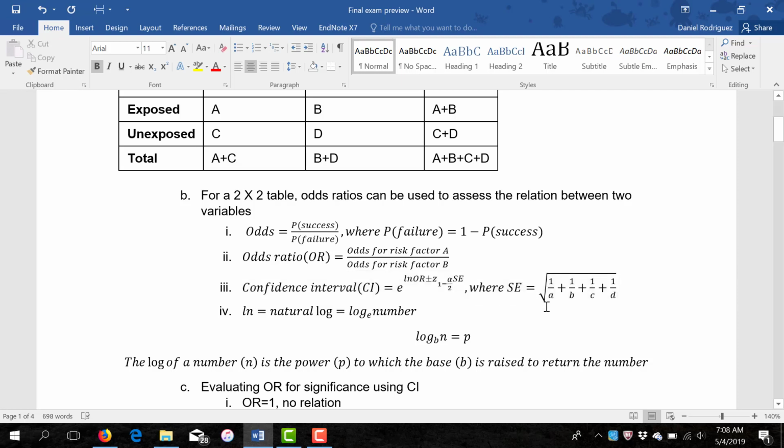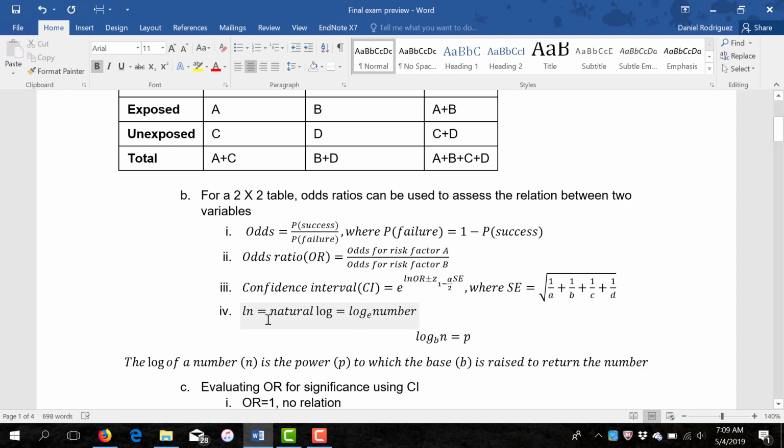And our standard error for this cross tabulation is just 1 divided by the value that's in here, A, plus 1 divided by B, plus 1 divided by C, plus 1 divided by D. And I'm not going to talk about what the standard error is here because I'm assuming now that you know what it is. Okay, so as you know, that has to do with the sampling distribution of whatever the mean is, or in this case the odds ratio is, and its standard deviation. But we're not going to get into that now.